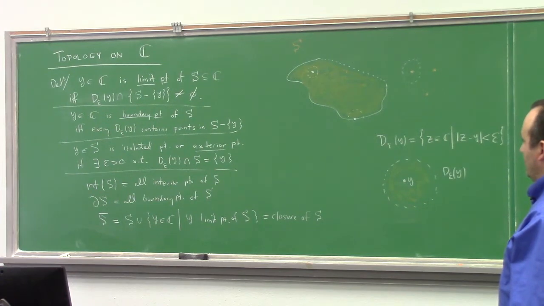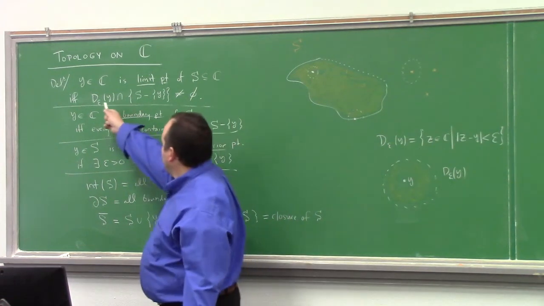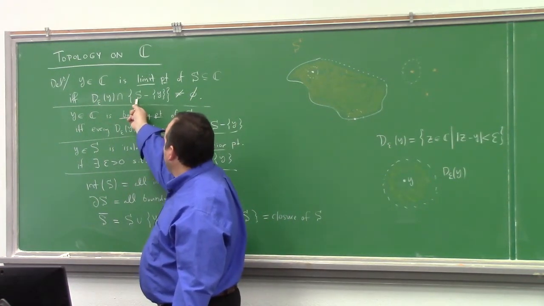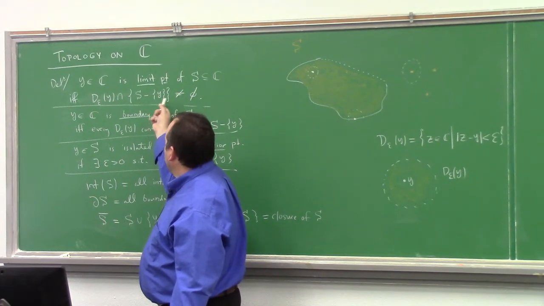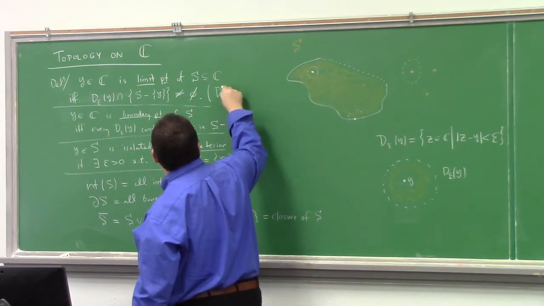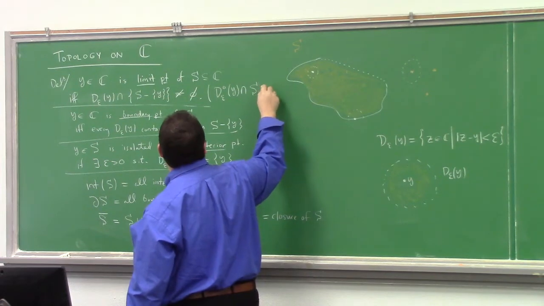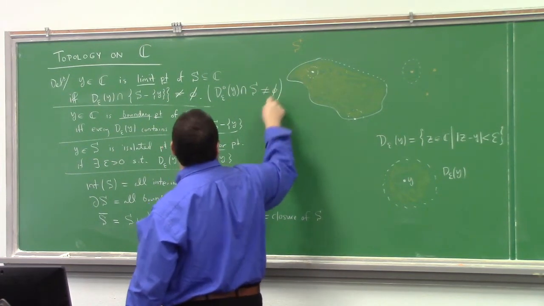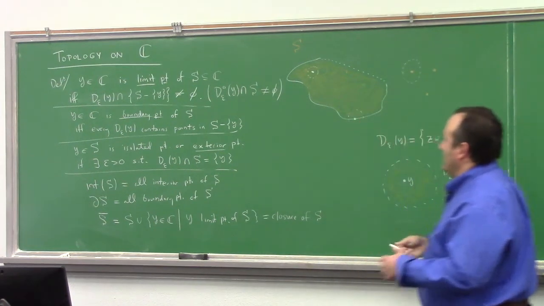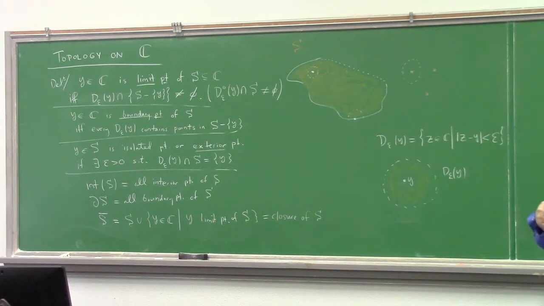The limit point is by definition a point such that every open disk, intersected with everything except for the center of the disk, is non-empty. Another way you could write this would be that the intersection of the deleted open disk centered about y, intersect with S, is non-empty. So if every deleted open disk around the alleged limit point is in fact intersecting the set, then it is a limit point.